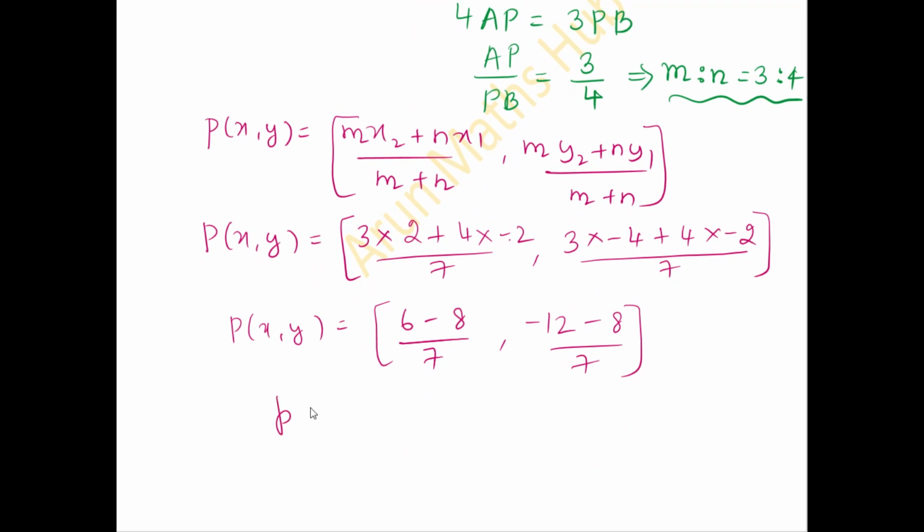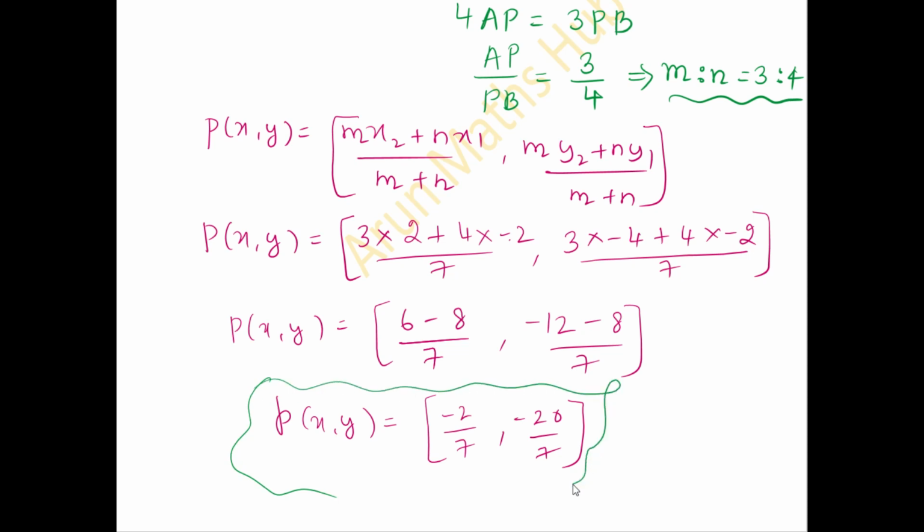Now P of x comma y equals 6 minus 8 is minus 2, comma, minus 12 minus 8 is minus 20, divided by 7. Therefore P of x comma y equals minus 2 by 7 and minus 20 divided by 7 is the required coordinates of the point P of x comma y.